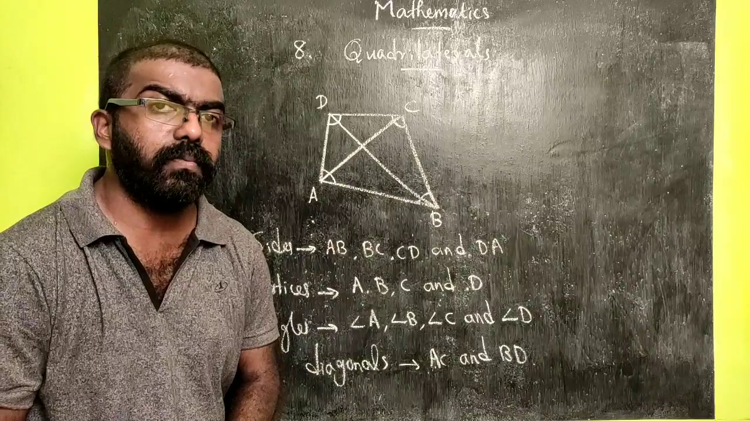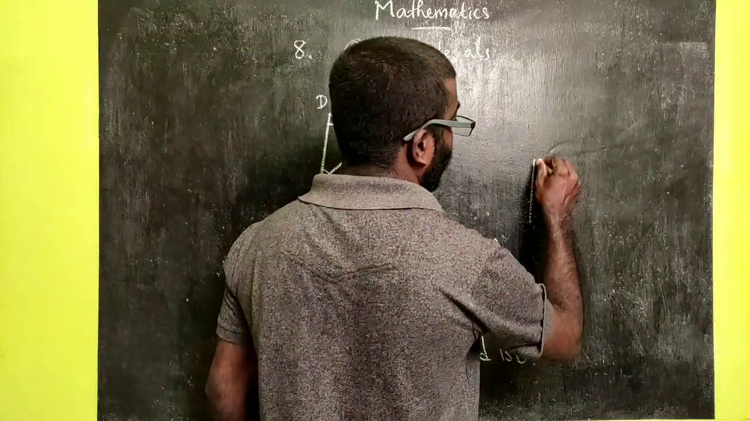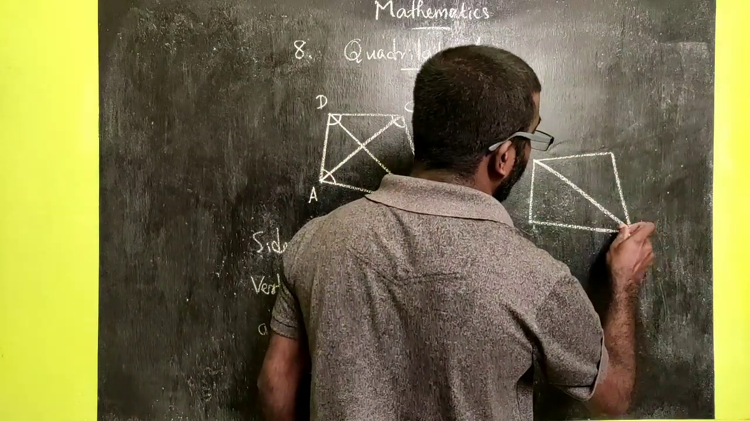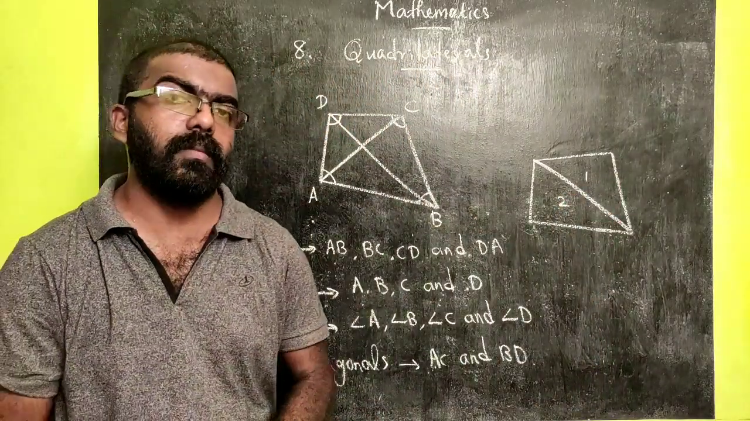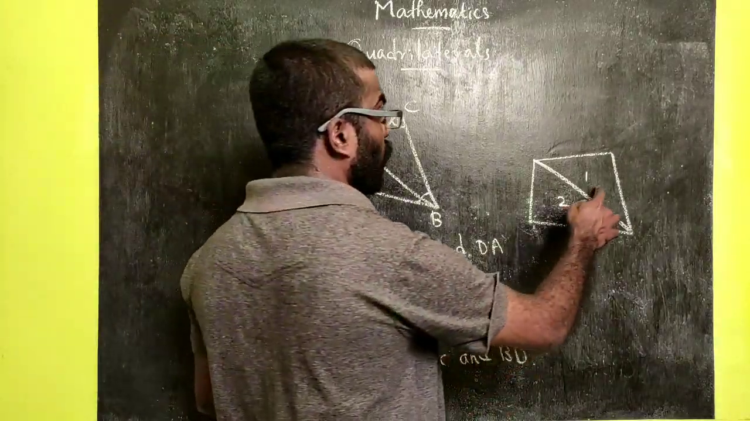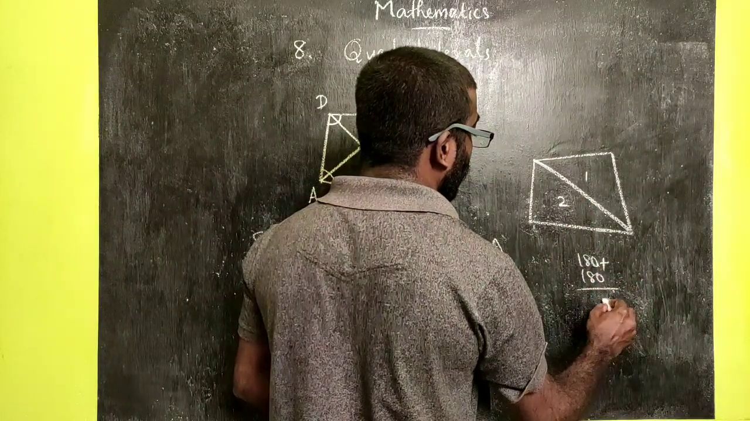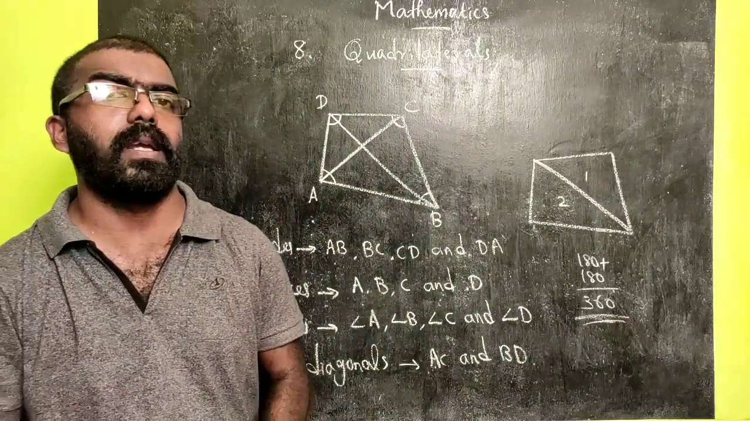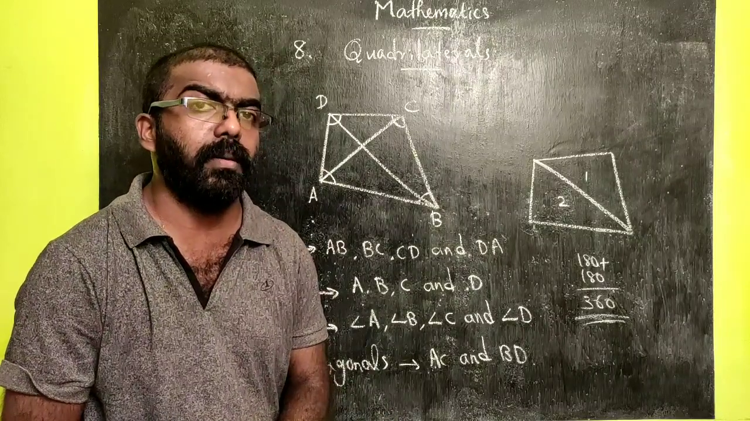And what about the sum of angles of a quadrilateral? We can easily identify that if we draw any one of the diagonals of a quadrilateral, the quadrilateral divides into two triangles. Here we get two triangles. And we know the sum of angles of a triangle is how much? It's 180 degrees. So here 180, here also 180. 180 plus 180 is what? 360. So the sum of angles of a quadrilateral will be equal to 360 degrees. That's one of the important points you have to keep in mind.